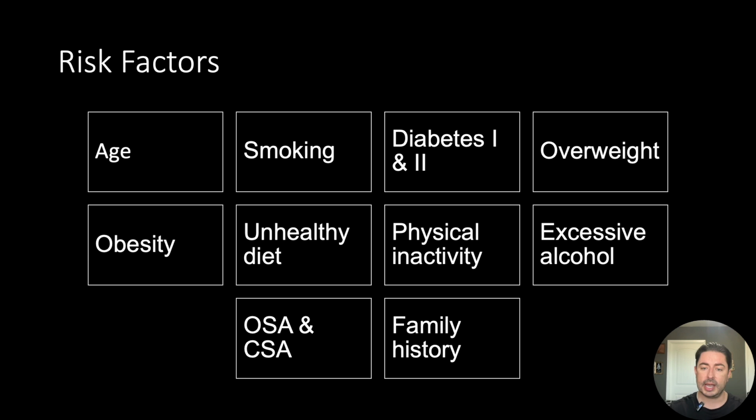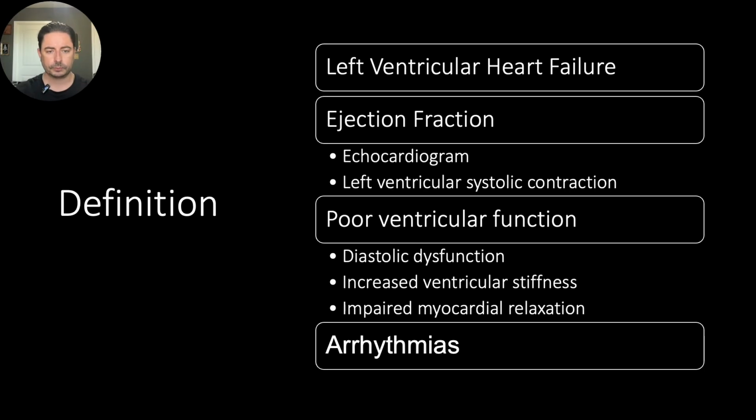Diabetes type 1, type 2, obesity or overweight. When we look at an unhealthy diet, a lack of physical activity, alcohol in excess, whether you have obstructive sleep apnea or central sleep apnea. And this one will always be there: if there's a family history of heart conditions, then you are at an increased risk for heart conditions as well.